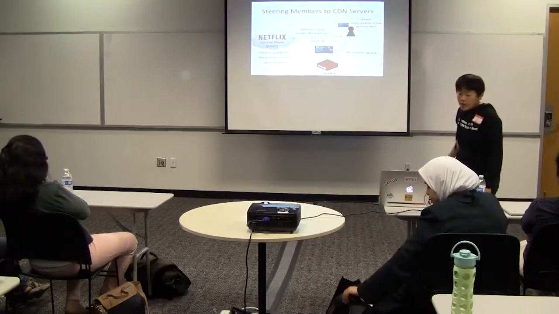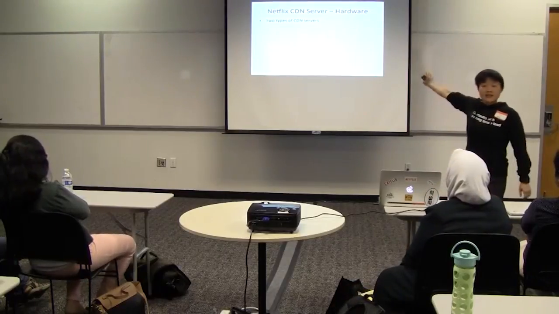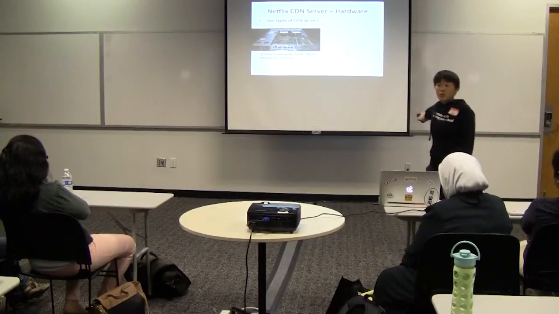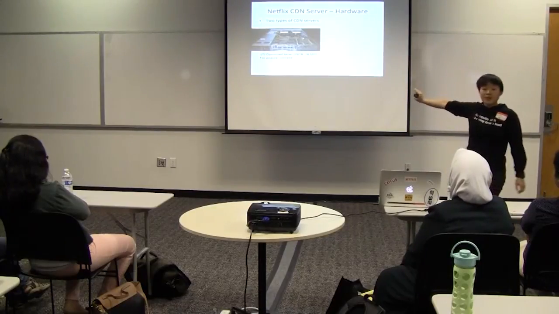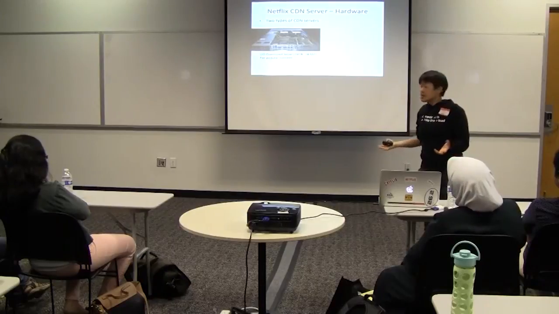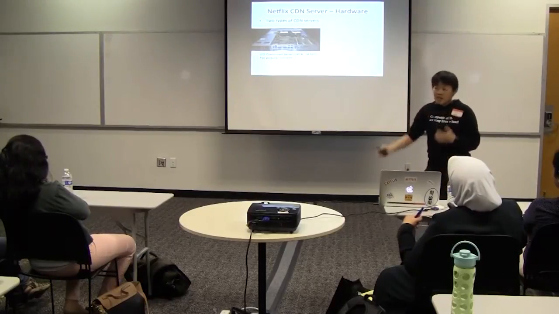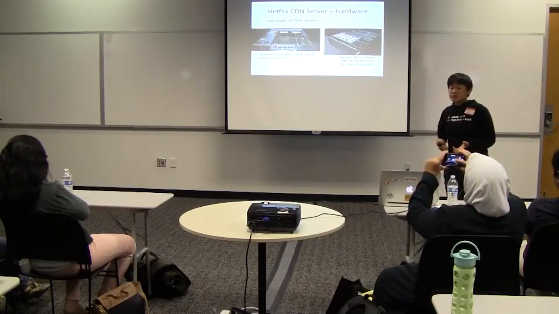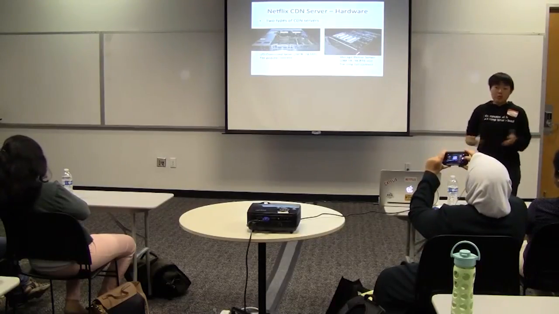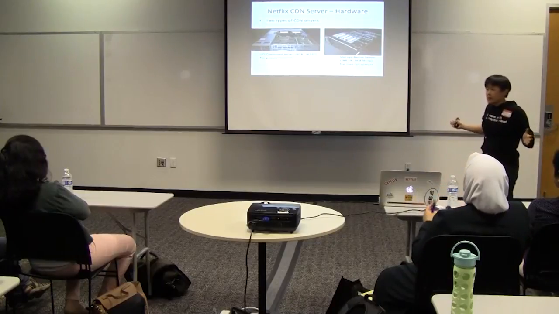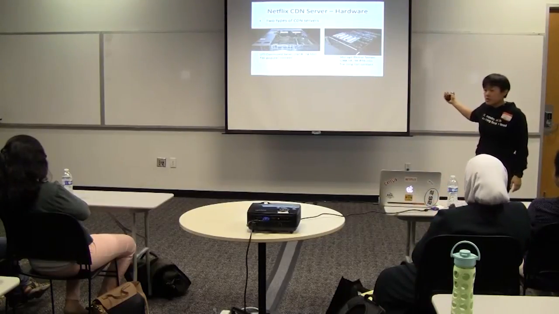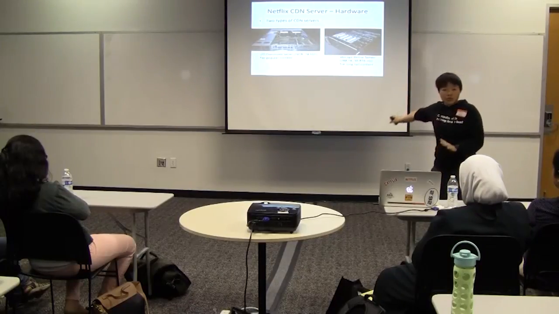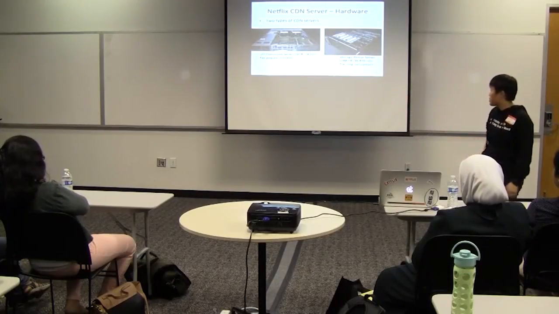All right. So what does the content server look like? There are two types of CDN servers that we provide. One is optimized for I/O, which is for popular content, and it consists of a lot of SSDs. But we also serve a lot of long tail content, so that requires a lot of storage space. So we have another type of server, which is mostly hard disk, to provide larger storage space.